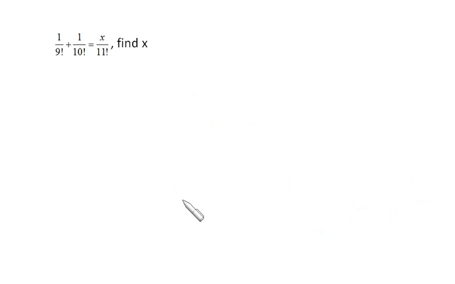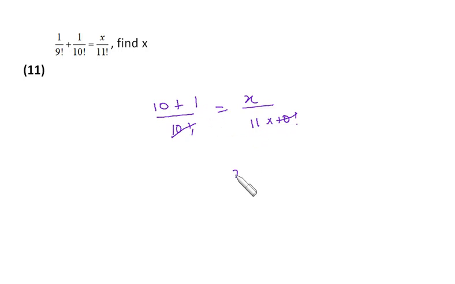Now let's see this question. Here we have to find out the value of x. First of all, let's take the LCM of the left hand side, and as we have already discussed, the LCM of 9 factorial and 10 factorial will be 10 factorial, right? So if I divide 10 factorial by 9 factorial, I'll be getting 10 only. Then plus 1 is equal to x by 11 factorial, which can be written as 11 into 10 factorial. We have discussed a good number of questions earlier. So 10 factorial is cancelled. So 10 plus 1, 11 into 11, x is equal to 121, right? As simple as that.